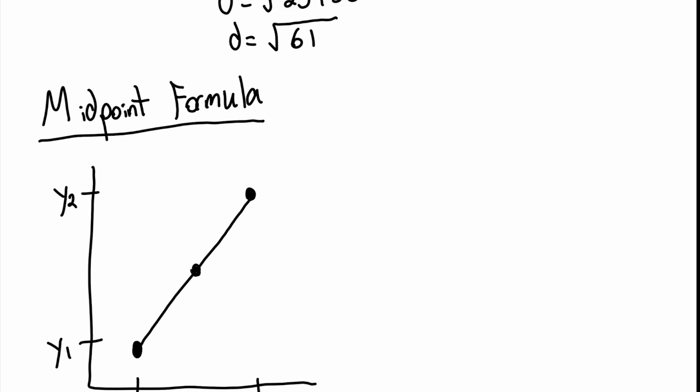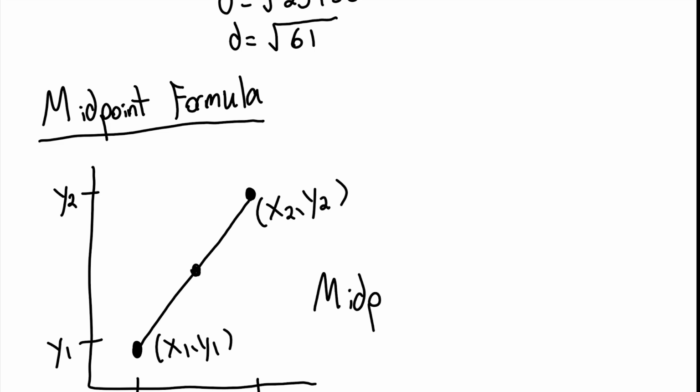So we've called this one x1, y1, and this one x2, y2. So the midpoint then, which should be another point, right? So it should have its own x and y coordinates, will be the x coordinate will be the average of the 2 x coordinates. So this means that we add them together and we divide by 2.